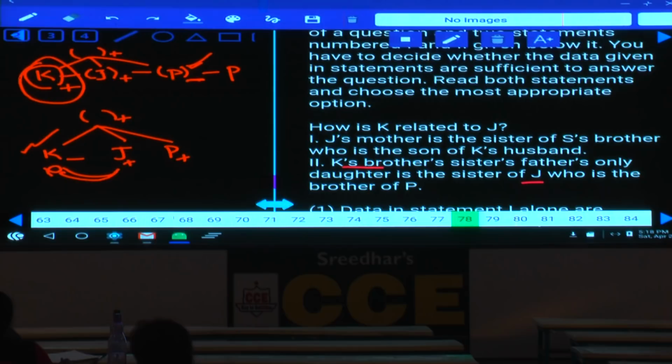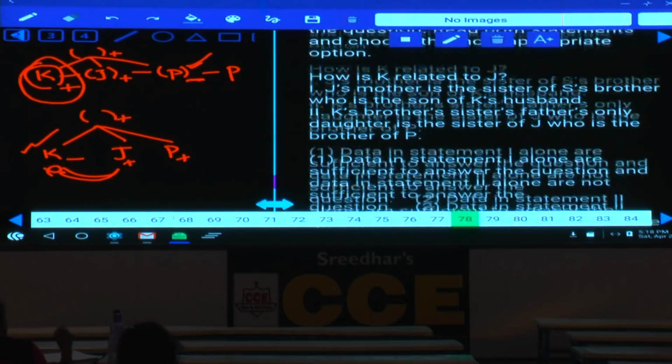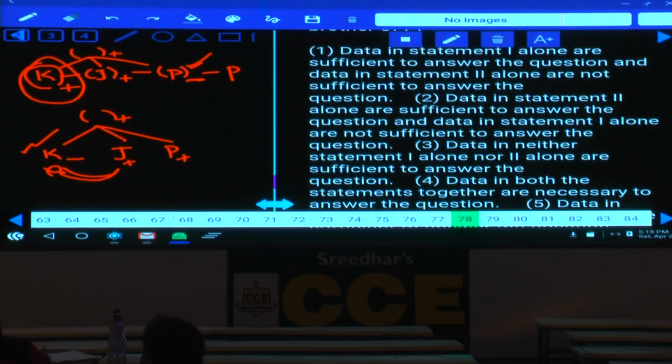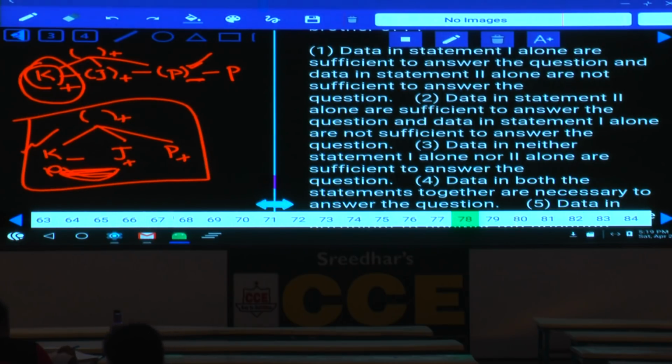How is this K related to J? K could be either the brother or the sister of J, isn't it? Hence what is your answer here? Only 1 alone is sufficient. As only 1 alone is sufficient, unless and otherwise you have taken this case. This is the second case, because K herself is the daughter. Done. Hence what is your answer here? Only 1 alone is sufficient. Only 1 alone, choice 1.